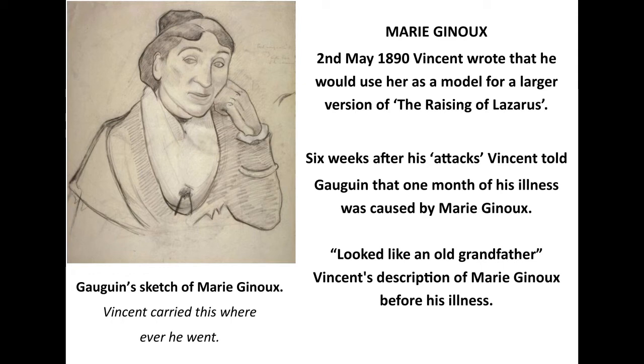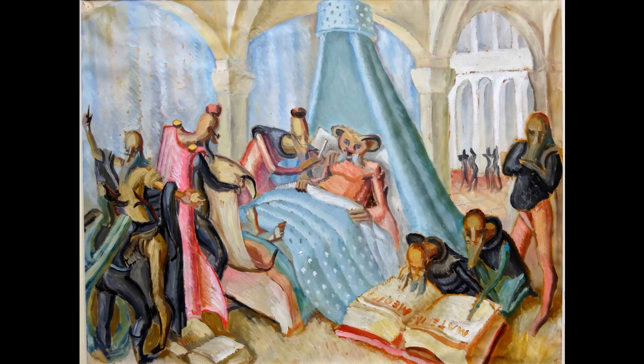So we have an intention to paint Marie Ginoux, an association of Marie Ginoux and 1 month of his illness, and Marie Ginoux looking like an old grandfather. And what do we have? A woman who looks like an old grandfather in the bed. And of course, an artist undergoing severe psychosis. An extraordinary chain of circumstances, yet completely logical and understandable.